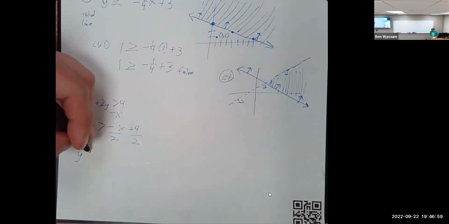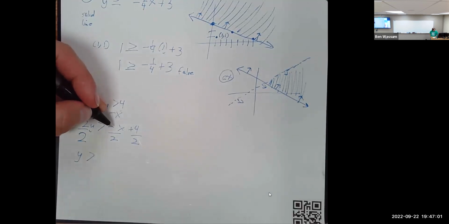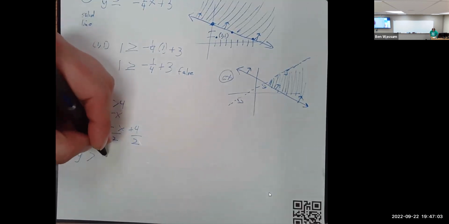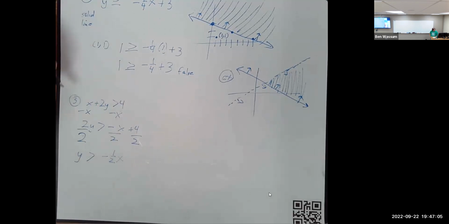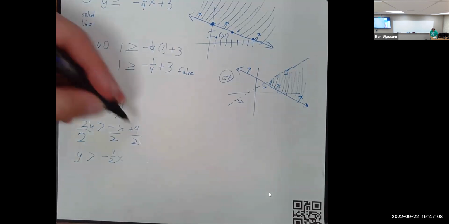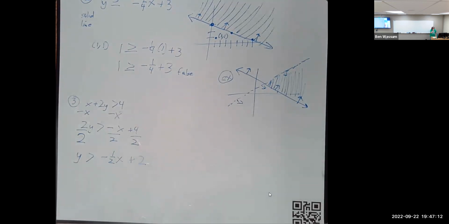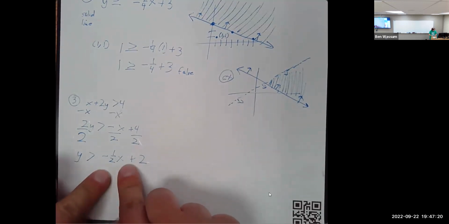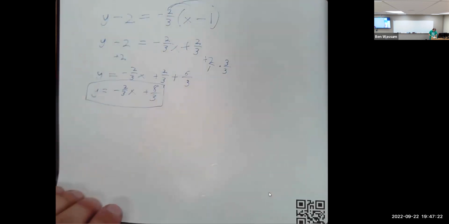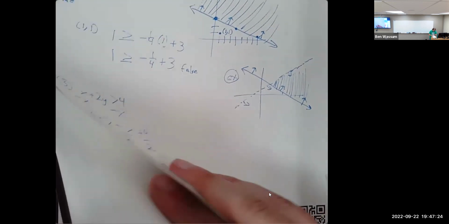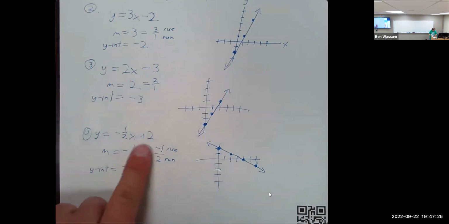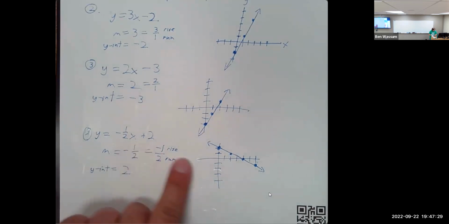We're going to divide everything by 2. We're going to have y is greater than, remember this one, I can view as negative 1/2 x. Can pull that x outside, plus 4 divided by 2 is 2. Man, we've done a lot of problems where the slope is negative 1/2. In fact, negative 1/2 x plus 2, there it is.